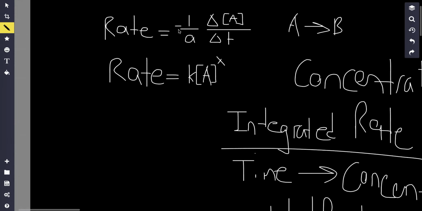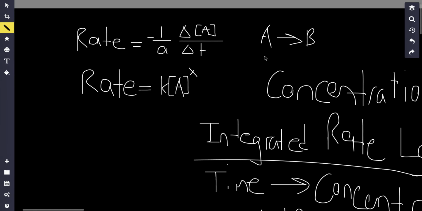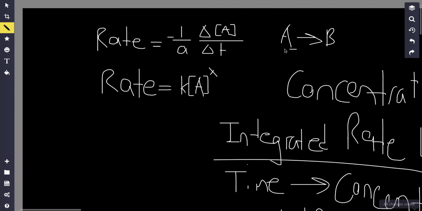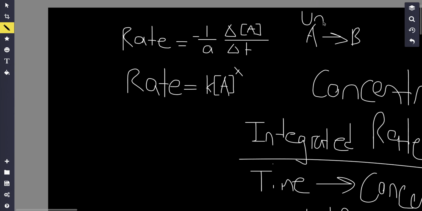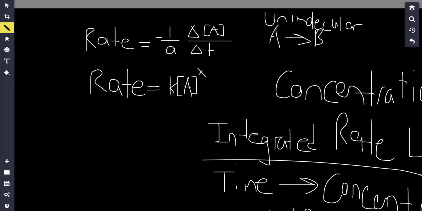Now, what I'm going to do is, let's say we have a reaction where A goes to B. A reacts, just turns into B. So it's only one thing. When there's only one thing in the reaction, it's called unimolecular. It only involves a single molecule.